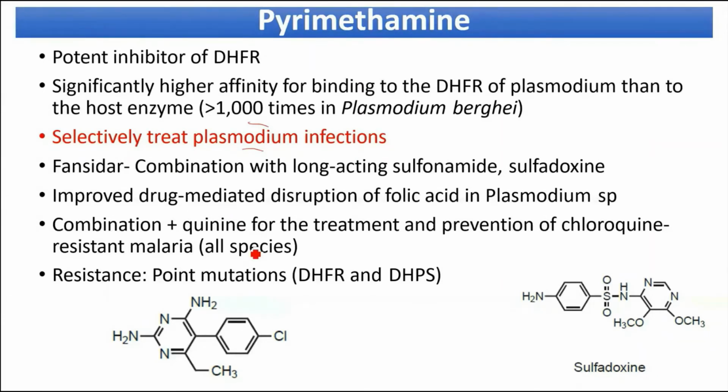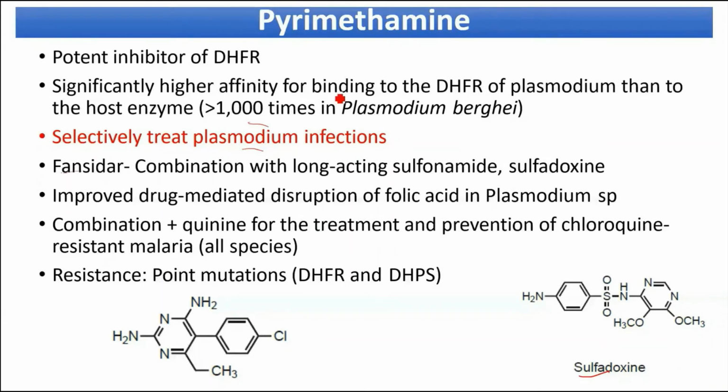Now for this agent, what is normally done is it is given as a combination. Fansidar is the combination where pyrimethamine is combined with a long-acting sulfonamide, and that example of long-acting sulfonamide is sulfadoxine. So sulfadoxine along with pyrimethamine forms the combination drug which is Fansidar. And the advantage obviously is the entire folate pathway will be inhibited. So you are disrupting the folic acid synthesis in the plasmodium if you are inhibiting both of them.